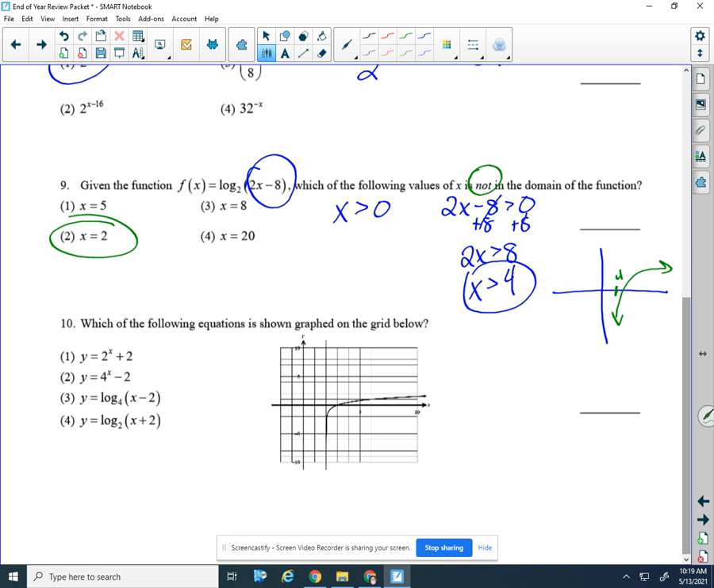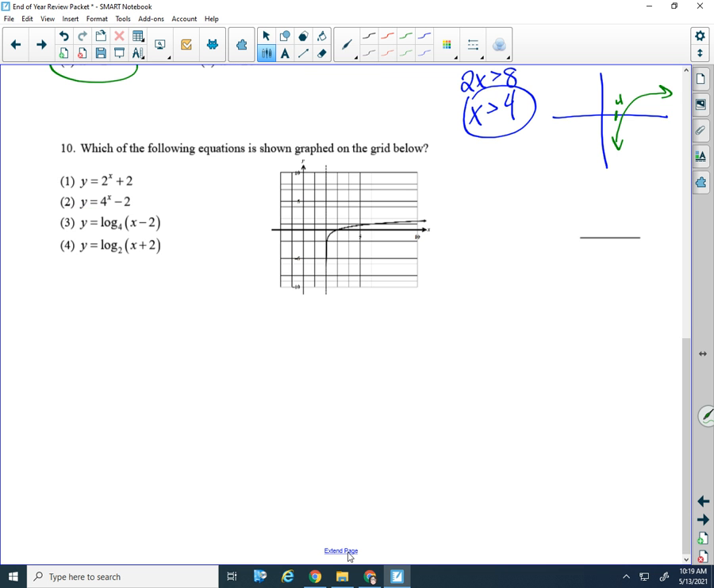For this one, which of the following equations is shown graphed on the grid below? So here, it's really hard to see. This is the y-axis right here. This is the x-axis. What I would do is just graph these. It looks like there is an x-intercept at 3, 0. When you put this into your calculator, this is the only one that has an x-intercept of 3, 0.